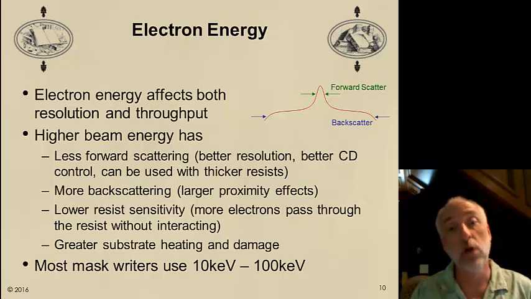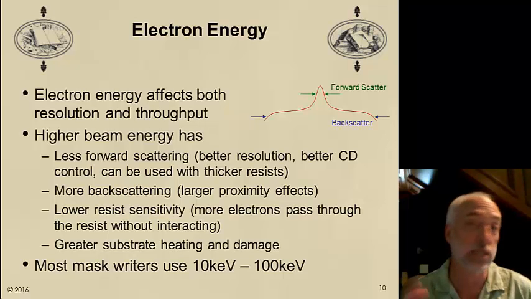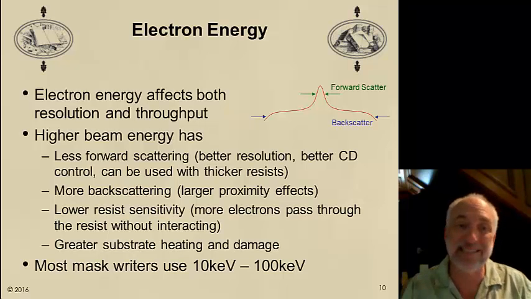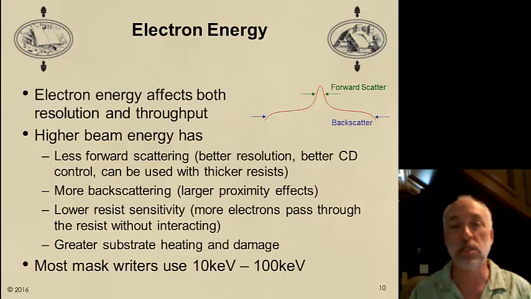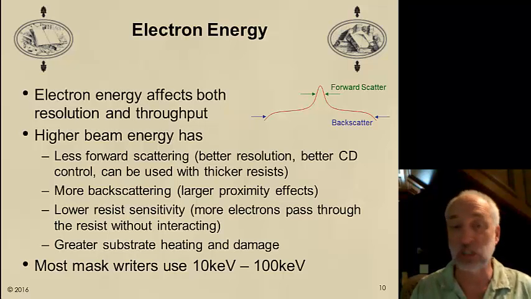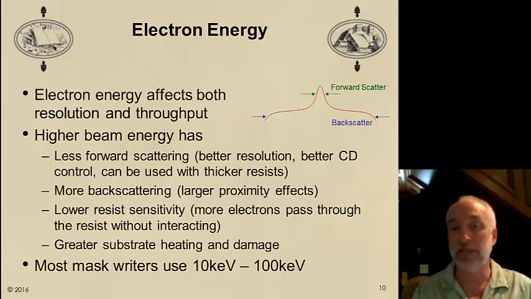However, it also gives you lower resist sensitivity. This is simply because more electrons will pass through the resist without interacting with the resist. And therefore the resist is less efficient at capturing those electrons and the electron energy in order to cause chemical change in the resist. If you have lower resist sensitivity, then it takes longer to expose the resist, and the system becomes slower. Also, you get more electrons making it all the way to the substrate, heating up the substrate, and possibly causing damage in the substrate. This is also something we have to take into consideration and try to mitigate the difficulties.